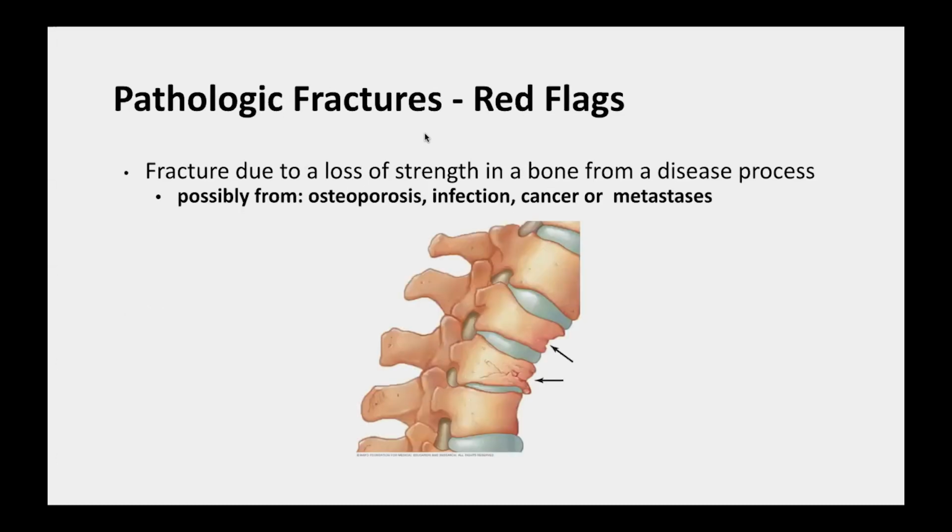The next major topic within that age group greater than 50 are pathologic fractures. Pathologic fractures can occur with or without low-level force. So there may or may not be a trauma associated with the occurrence of the fracture. A pathologic fracture is typically due to a loss of strength in the bone due to an existing disease process. Examples of these disease processes include osteoporosis, infection, and cancer-related causes.